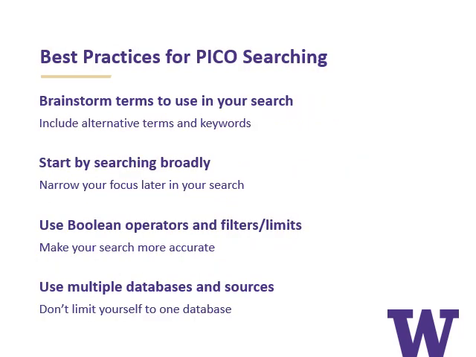Some of the best practices for PICO searching are to brainstorm terms to use in your search. Include alternative terms and keywords. The best words to use for your search may be different from the ones you expected. Start by searching broadly. You can narrow your focus later on in your search. You want to start by casting a wide net and then narrow down the results later.